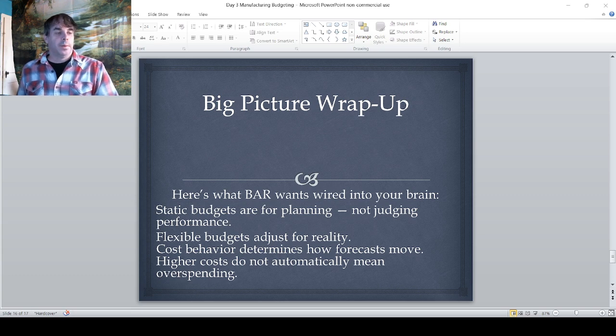So wrapping up day 3 of Manufacturing Cost Foundations. 1, static budgets are easy but often misleading. 2, flexible budgets adjust for actual production and provide a fair comparison. 3, cost behavior modeling, high-low regression, separates variable and fixed costs. Forecast thinking allows you to project costs accurately as production changes.